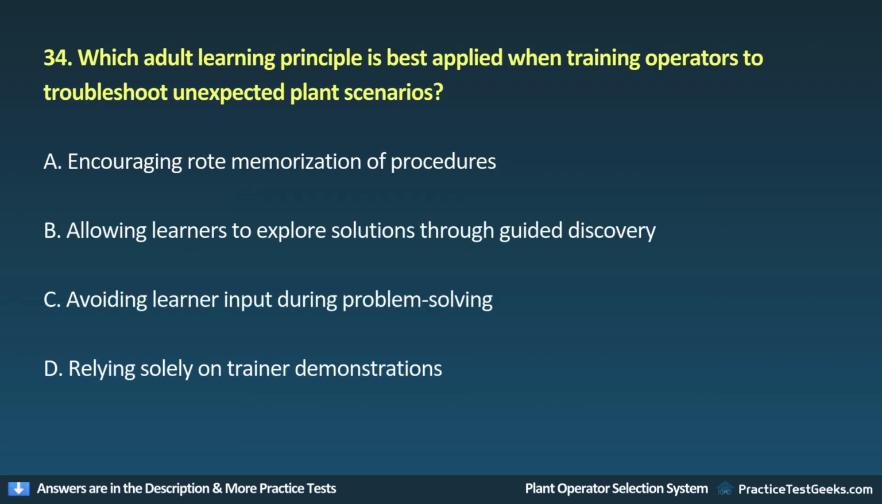34. Which adult learning principle is best applied when training operators to troubleshoot unexpected plant scenarios? A. Encouraging rote memorization of procedures. B. Allowing learners to explore solutions through guided discovery. C. Avoiding learner input during problem solving. D. Relying solely on trainer demonstrations.